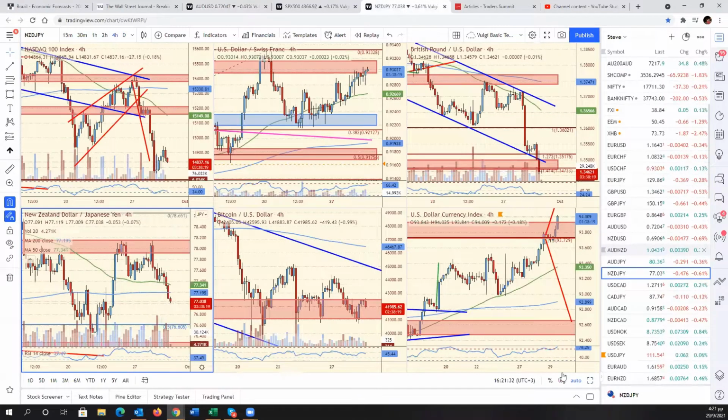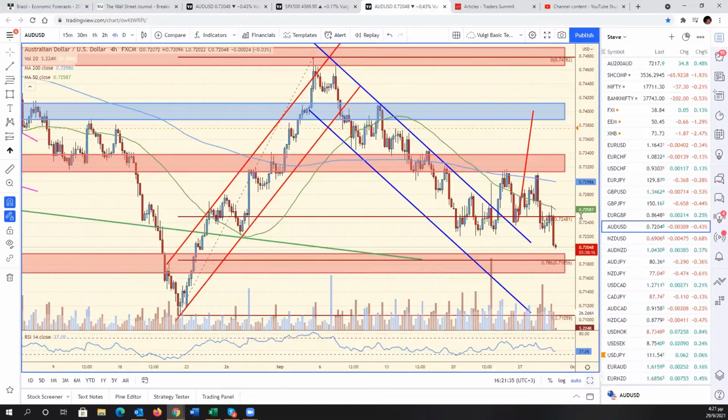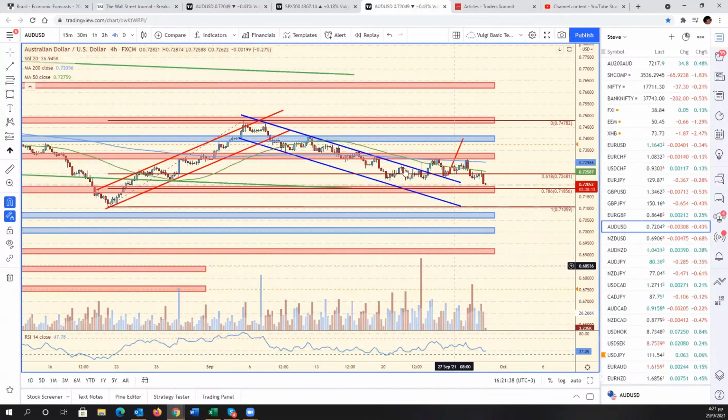So let's look at the 4-hour chart, and you'll notice here that we had this little rebound, which was clearly corrective in nature, right? And it's not a surprise that we are breaking lower. Next downside target is rather close, the 78.6% fib at 71.85. So 0.7185. With resistance now being at 72.50.